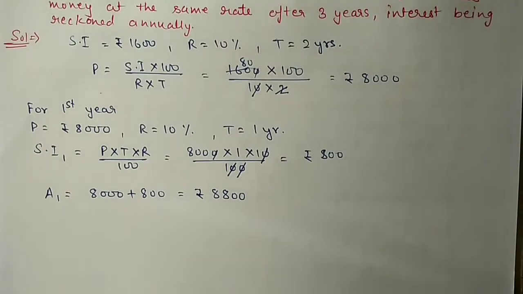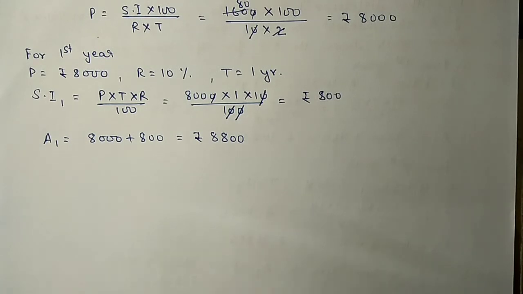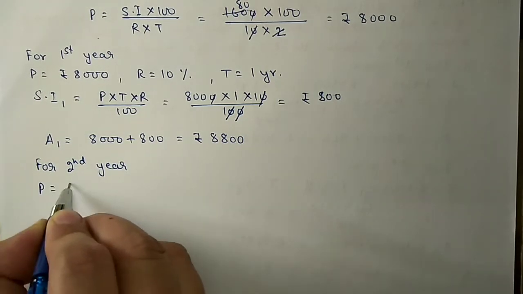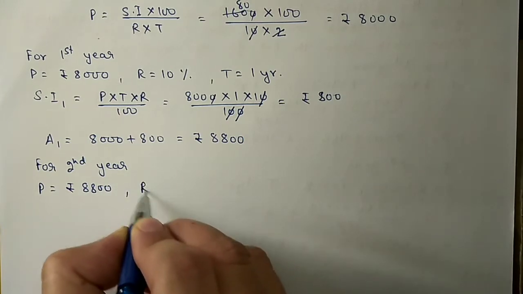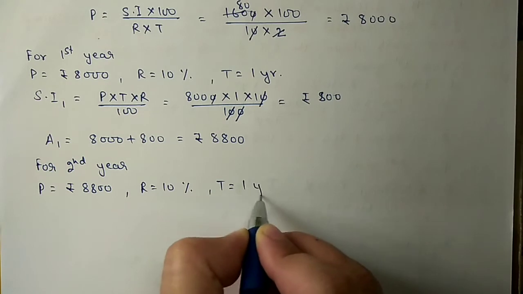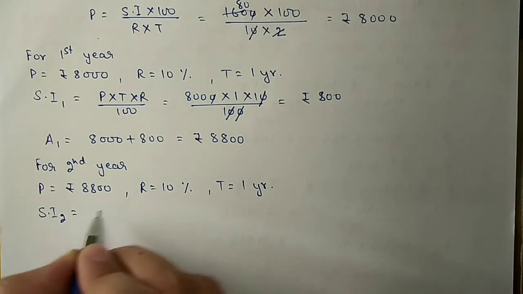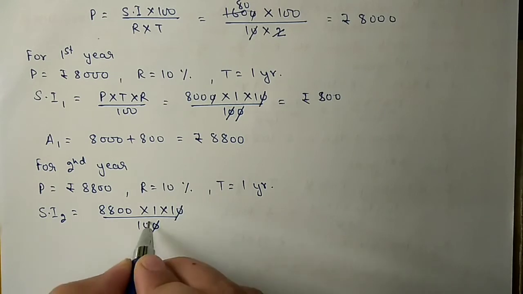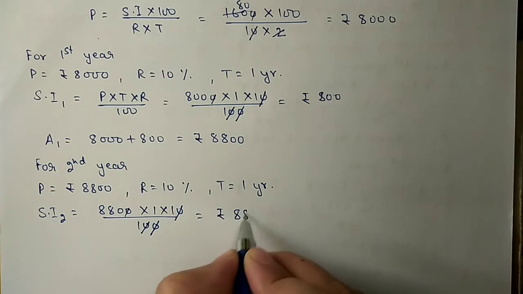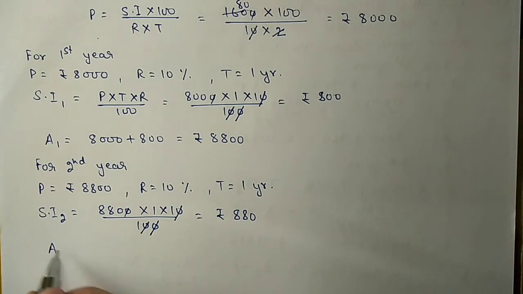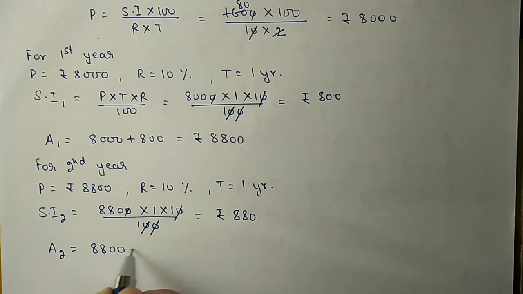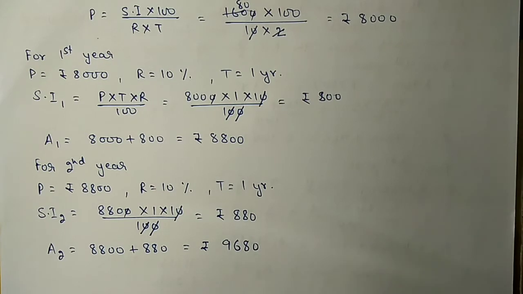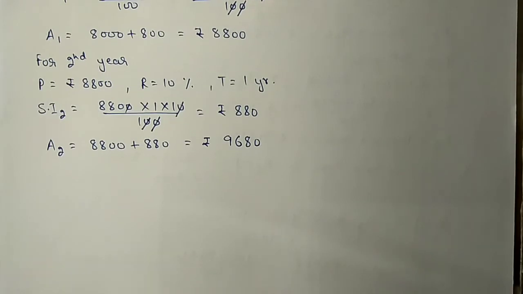Now this amount will become the principal for the second year. For the second year, principal money is 8800 rupees. Rate of interest is the same, 10%. Time is 1 year. Simple interest for the second year will be 8800 into 1 into 10 divided by 100. So 10 here and 10 here we can cancel out. Simple interest for the second year will be 880 rupees. So the amount by the end of the second year will be 8800 plus 880 rupees, which is equal to 9680 rupees. Now this 9680 rupees will become the principal for the third year.